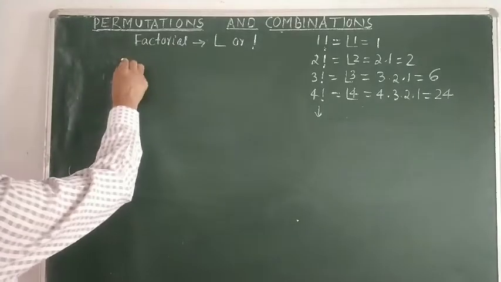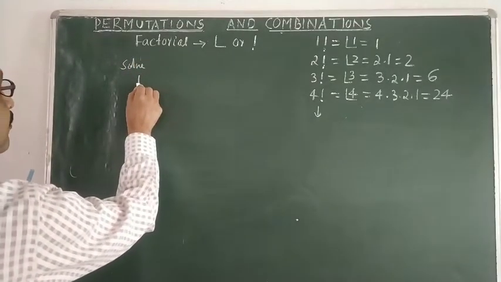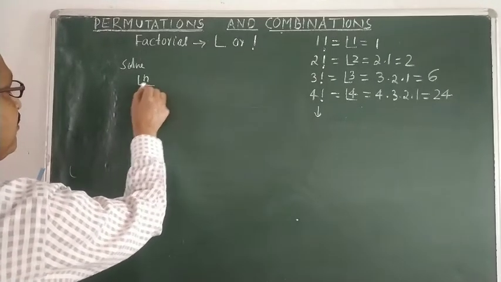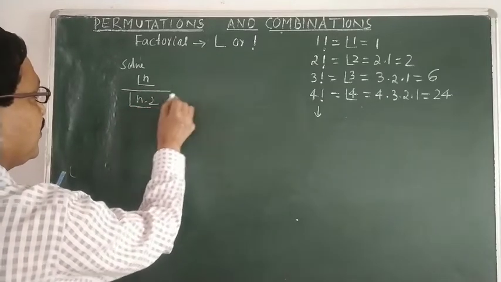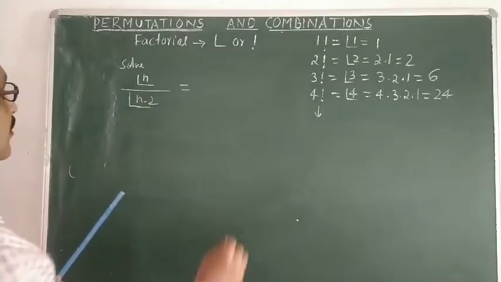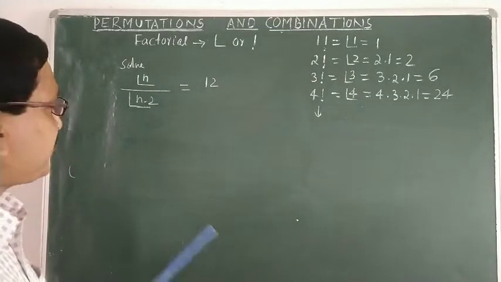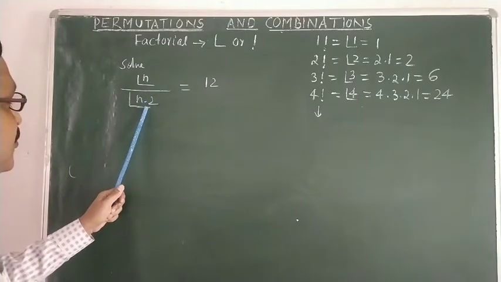Suppose you have to solve an equation like this. Solve factorial n by factorial n minus 2 is equal to 12. Solve this equation, find the value of n. Now factorial n is bigger than factorial n minus 2.